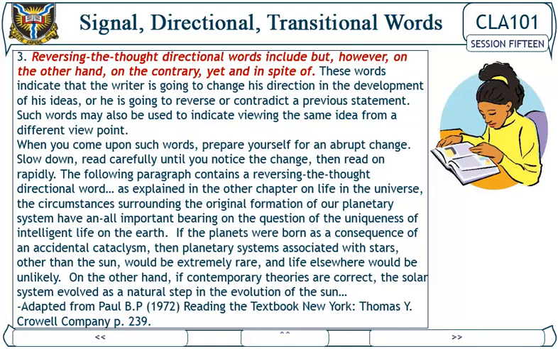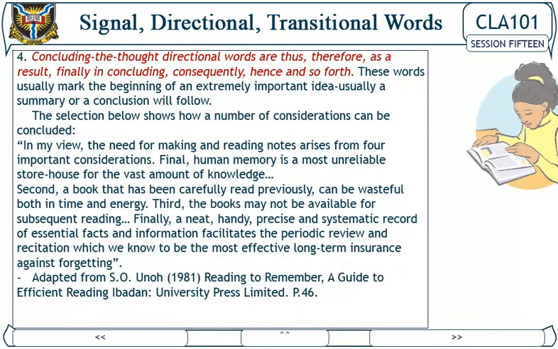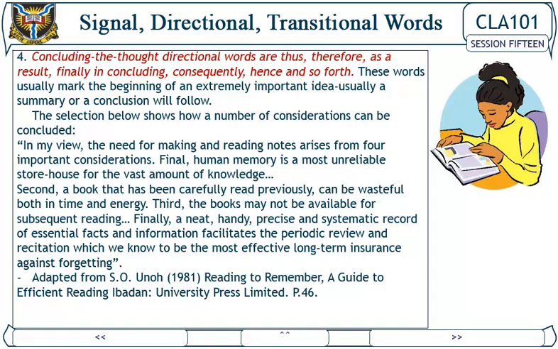The circumstances surrounding the original formation of our planetary system have an all-important bearing on the question of the uniqueness of intelligent life on the Earth. If the planets were born as a consequence of an accidental cataclysm, then planetary systems associated with stars other than the Sun will be extremely rare, and life elsewhere will be unlikely. On the other hand, if contemporary theories are correct, the solar system evolved as a natural step in the evolution of the Sun. Adapted from Paul B. P., 1972, Reading the Textbook, New York, Thomas Y. Crowell Company, page 239.